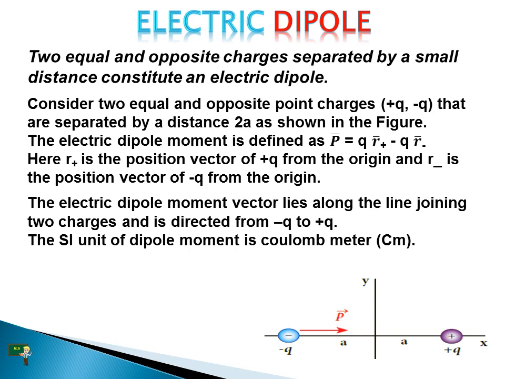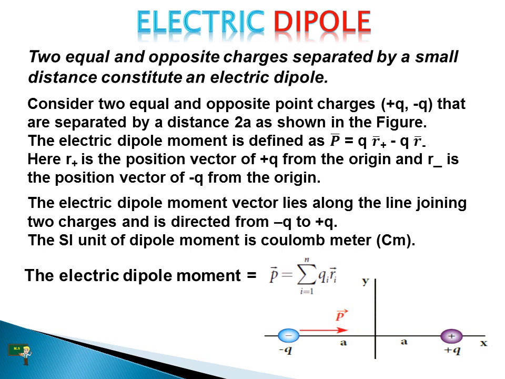The SI unit of dipole moment is coulomb meter, C m. Let's see the electric dipole moment. The electric dipole moment vector p is equal to the summation over i equals 1 to n of q i into r i vector.